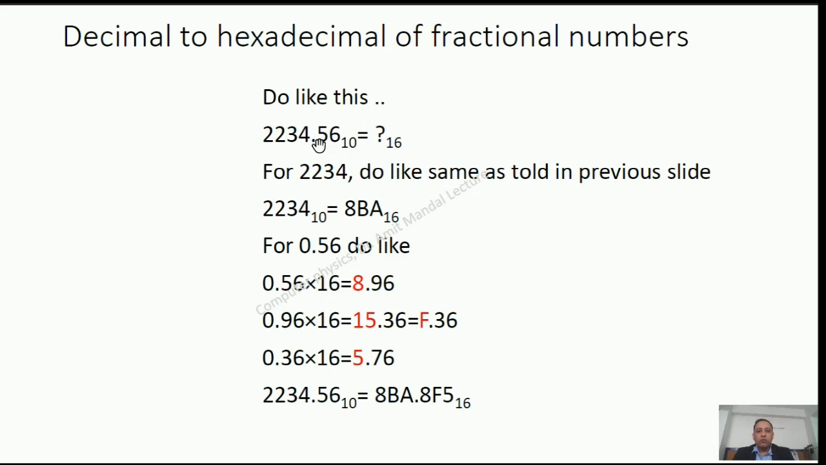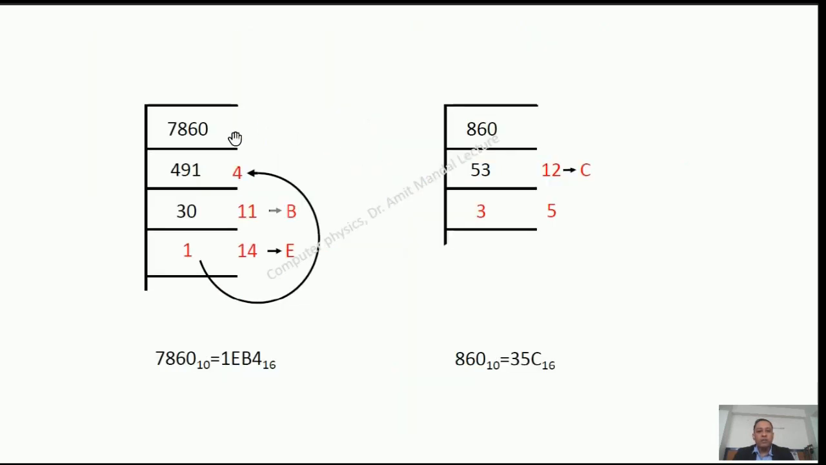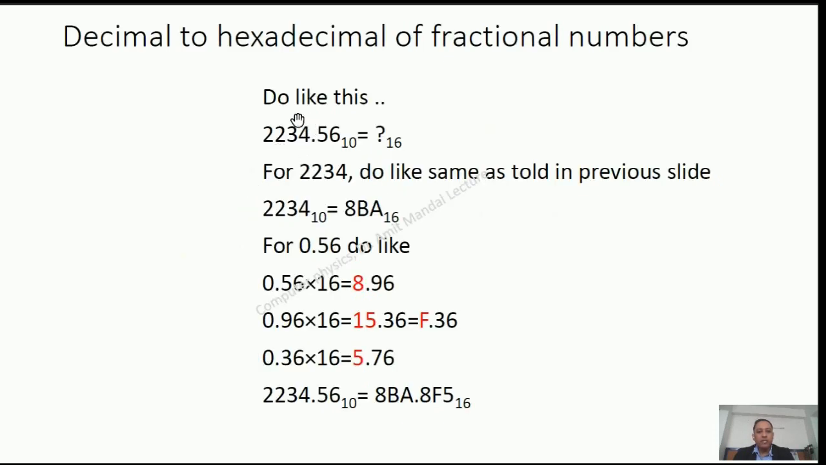Now, for the number which is toward the left hand side of this point, you have to go like this, meaning this exercise you have to do to find the hexadecimal of 2234. Okay, so that is 8BA in base 16, that's it. Now for the number on the right hand side of this point, this is 0.56. Multiply 0.56 with 16, you will get 8.96.